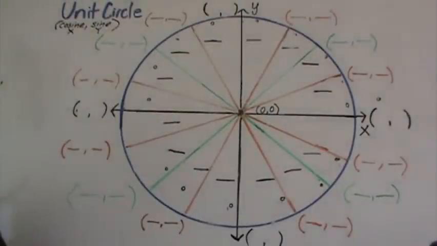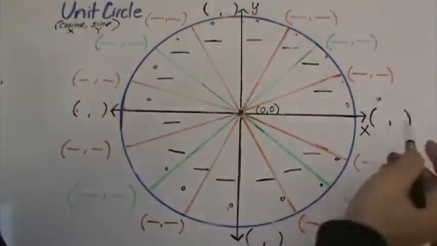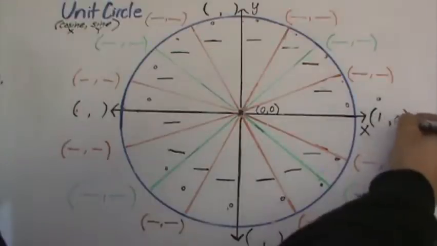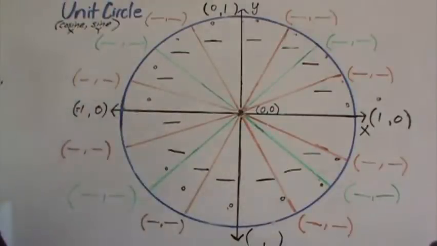First thing to know about the unit circle is it has an XY axis. It also has a radius of 1 all the way around. So we're going to start plotting some points. We have (1, 0), (0, 1), (-1, 0), and (0, -1).